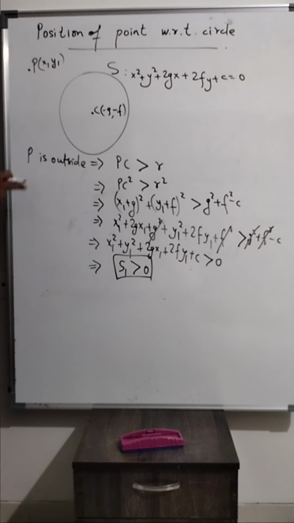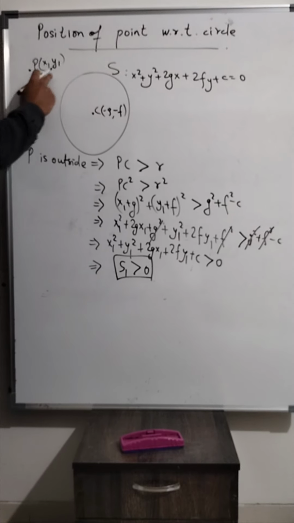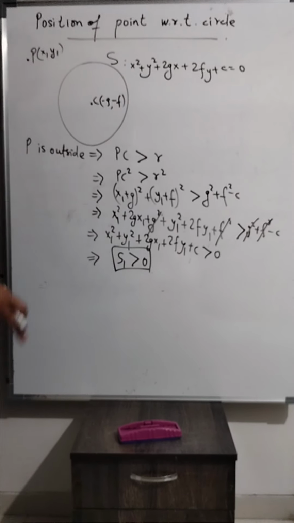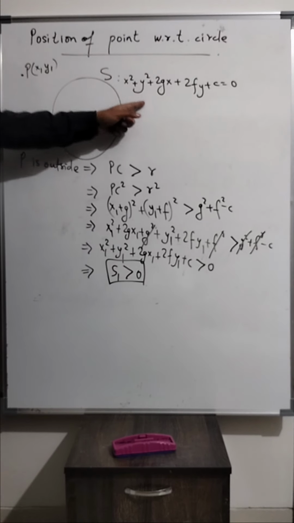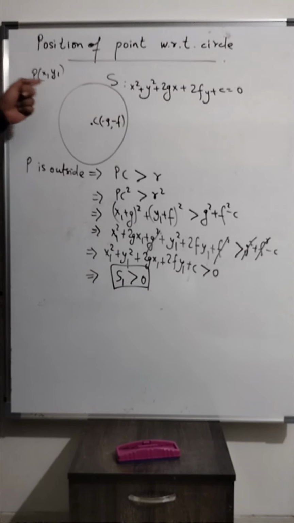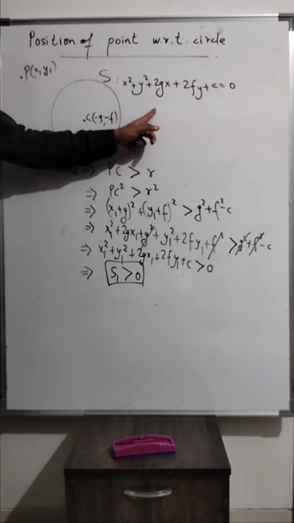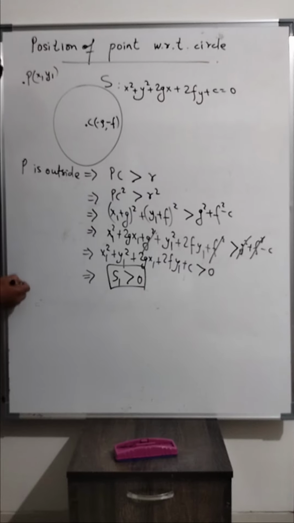So from here we can conclude that whenever we substitute a point and get a positive value, then that point lies outside. If we substitute the point in the equation and get a negative value, that means it is inside. And if we substitute a point and get the value equal to 0, this implies it lies on the circle. So these are the three possibilities.